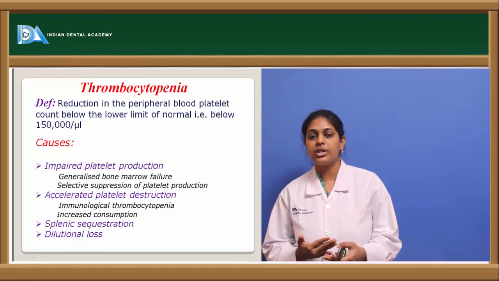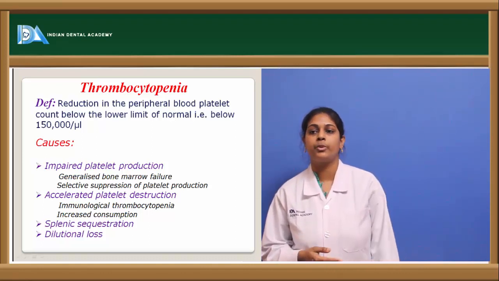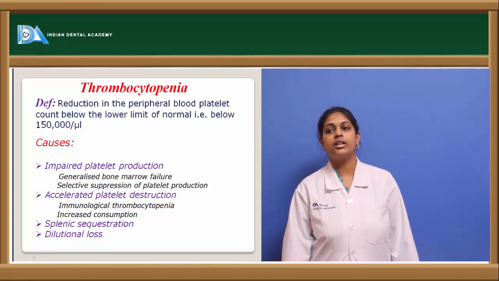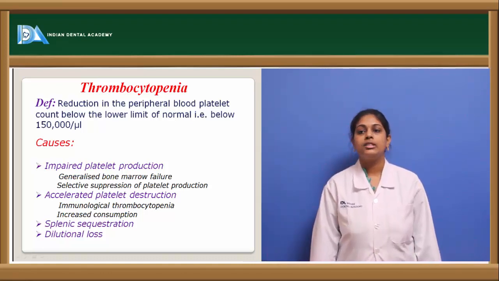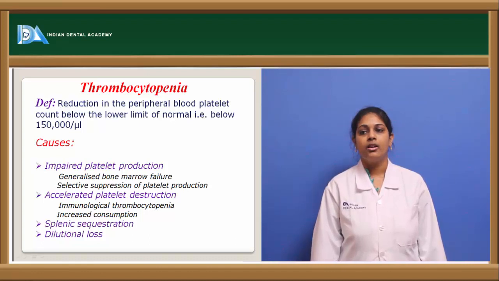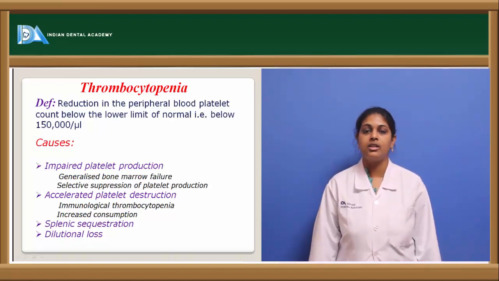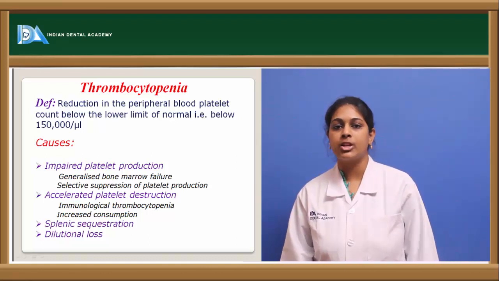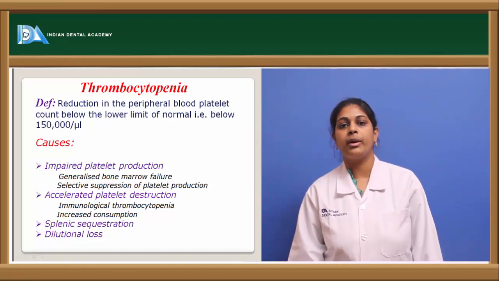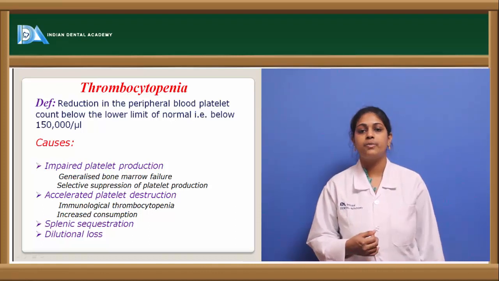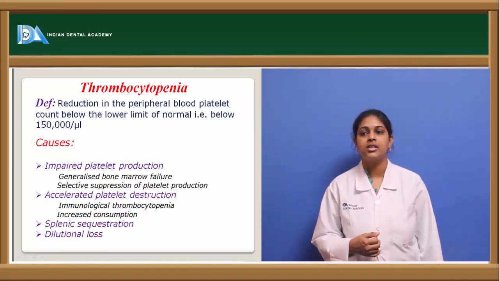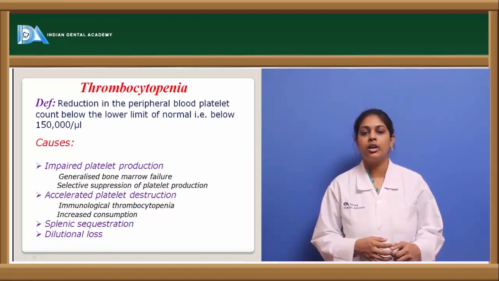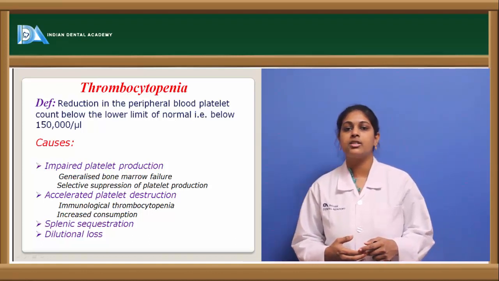The major etiological factors for thrombocytopenia are, first, impaired platelet production, which we can see in generalized bone marrow failure such as aplastic anemia, or in selective suppression of platelet production on intake of drugs such as alkylating drugs, aspirin-type drugs or antibiotics. These also have a role in suppressing platelet production, which impairs it and results in thrombocytopenia.